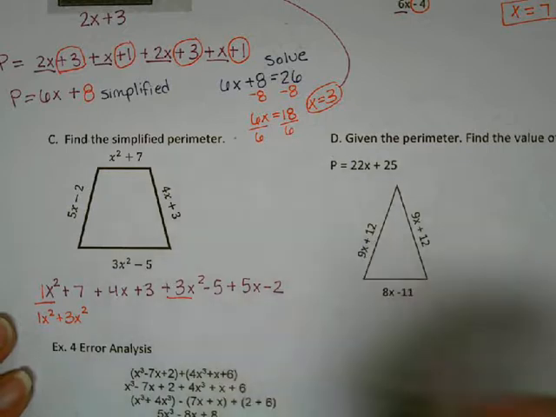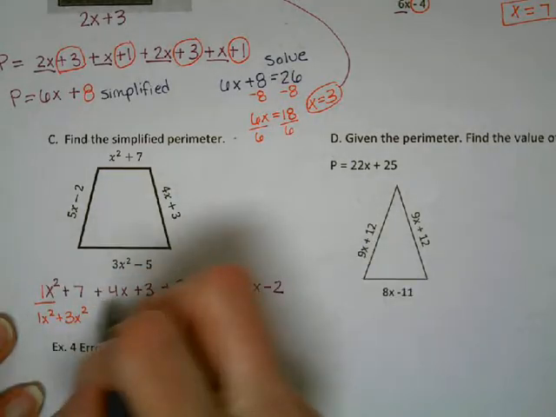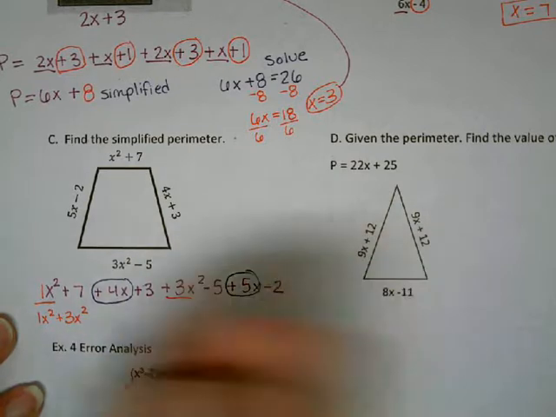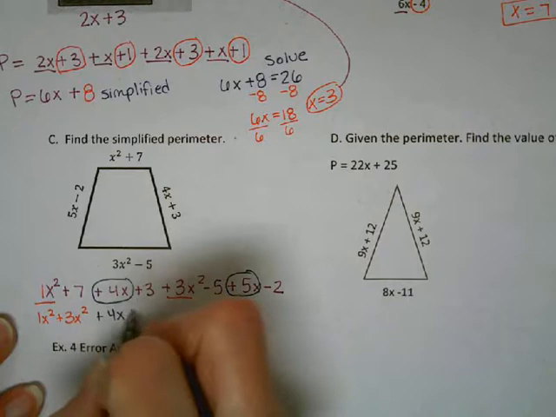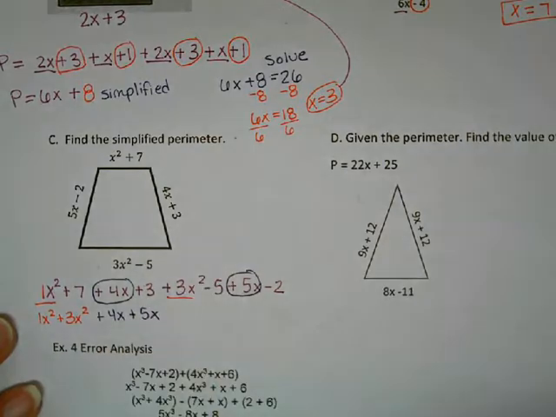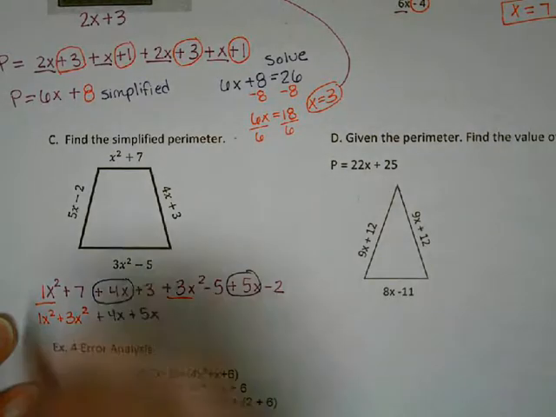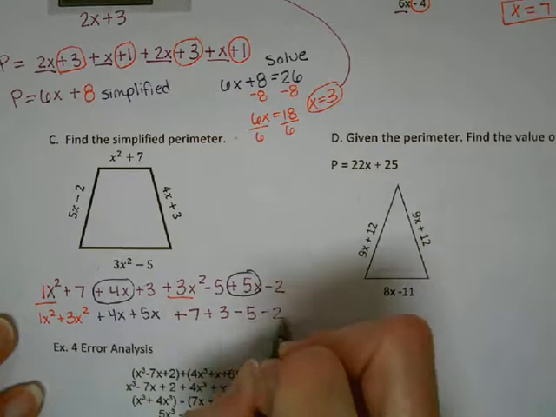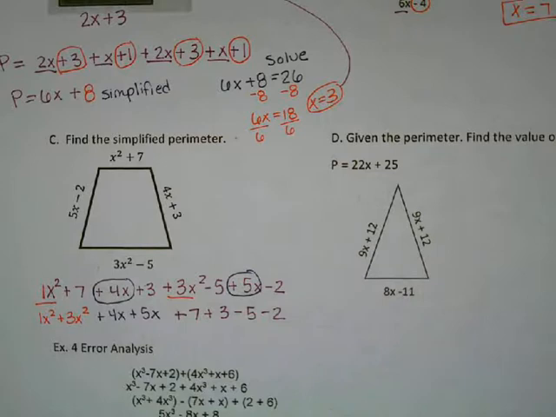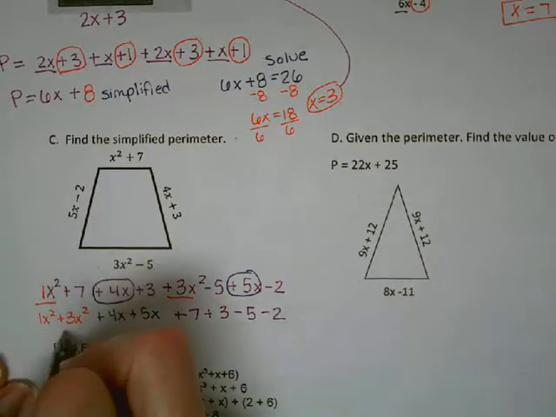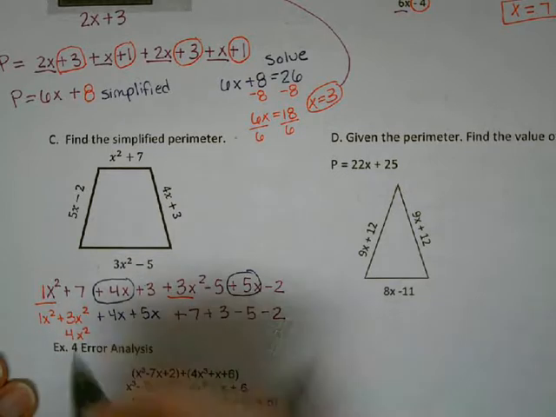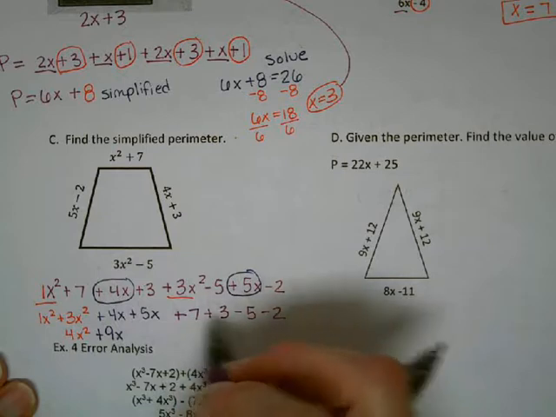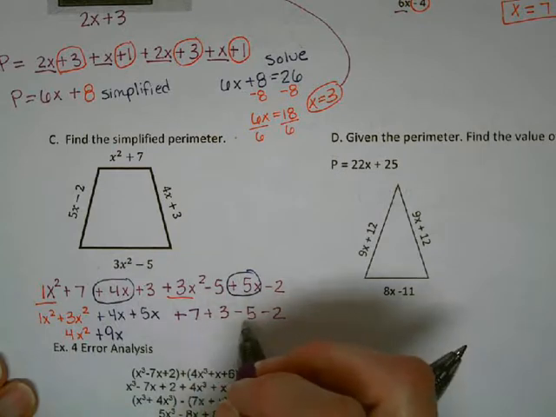I like to do the x's next. So 4x and 5x. And then really the only thing I have left are all these purple numbers. So I'll do plus 7, plus 3, minus 5, minus 2. So now by writing it out and regrouping, I can see we have 1 and 3, so 4x squared. We have 9x. And then that gives me 7 plus 3 is 10, minus 5 is 5, minus 2 would be 3.